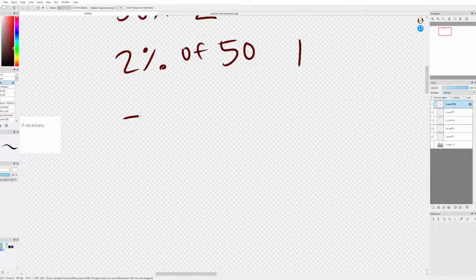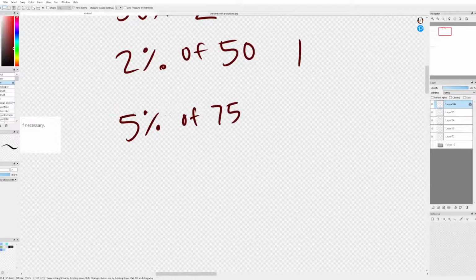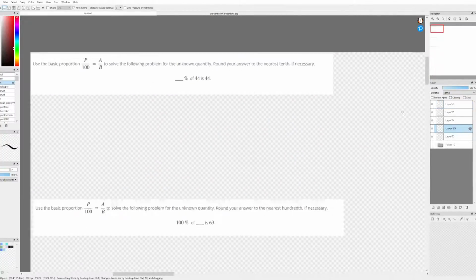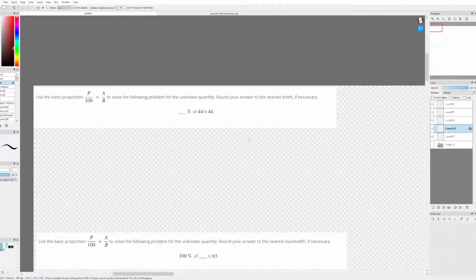So if it was something like 5% of 75, well actually let's do 4% of 75. You could do 75% of 4, and that will give you 3. And 4% of 75 is also 3, but one of them your brain does easier. Anyway, that was just to set that up.